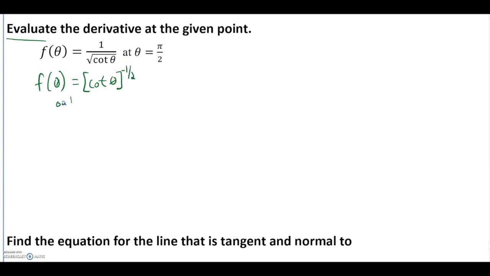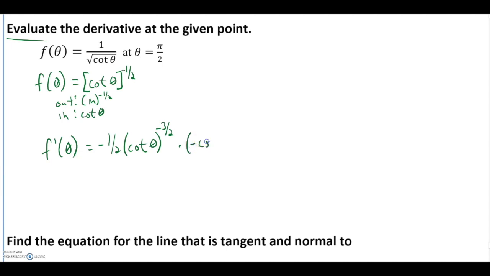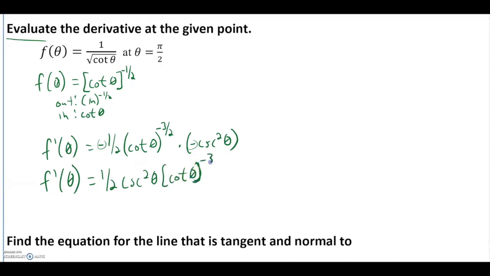And so we can see our chain rule. Outside is inside raised to the negative 1/2, and the inside is cotangent of theta. So taking our derivative, f prime of theta equals negative 1/2 cotangent of theta to the negative 1/2 minus 1, or negative 3/2, times derivative of the inside function. And derivative of cotangent is negative cosecant squared theta. And if we want to, the two negatives that we see are going to become a positive, so we'll have 1/2. Put the easier one out in front, the cosecant squared of theta. Then we have a cotangent theta to the negative 3/2.